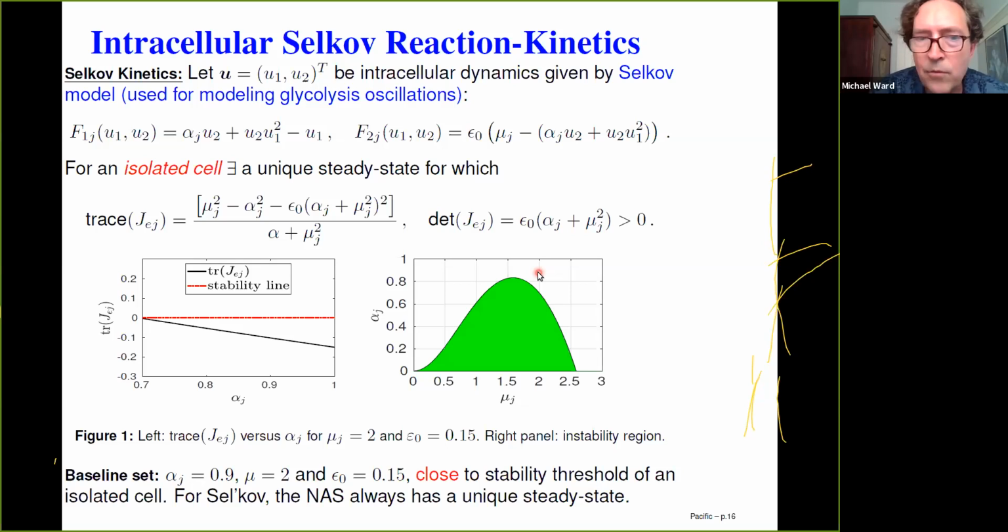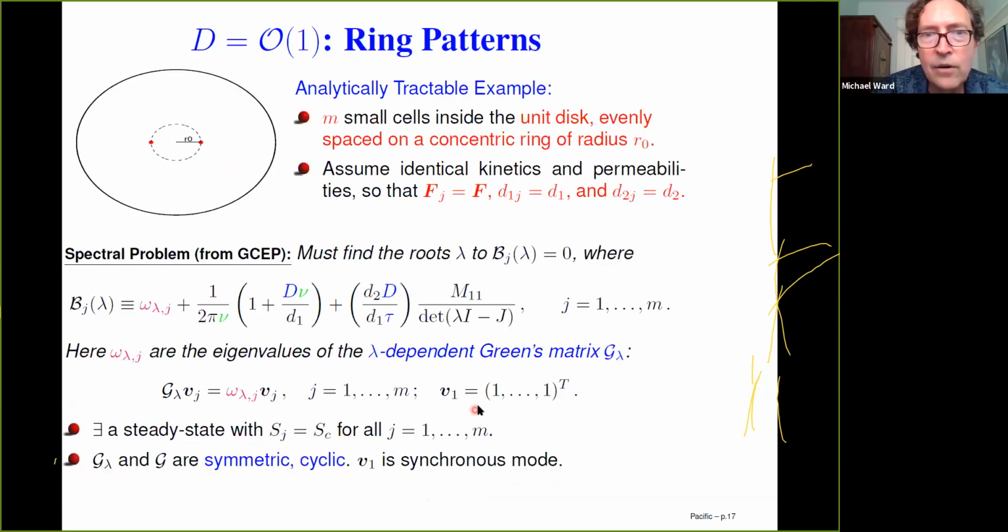Nature works in many ways where you're near a marginal stability threshold. So I want to be a little bit stable, but then have an instability triggered by the coupling. The advantage of the Sel'kov model is that the nonlinear algebraic system always has a unique steady state, so there's no zero eigenvalue crossings by the result we have. So instability is only going to be lost through a Hopf bifurcation. You can show that.